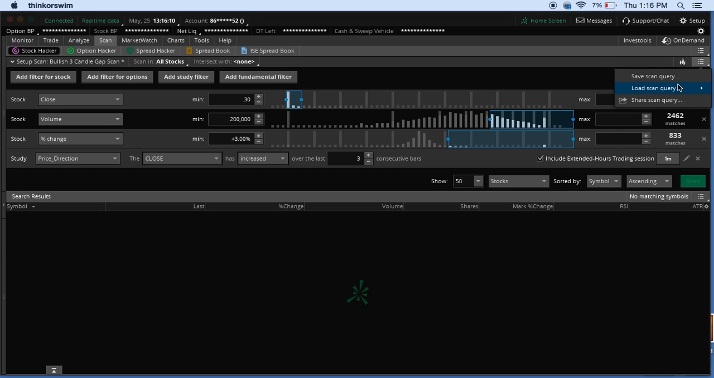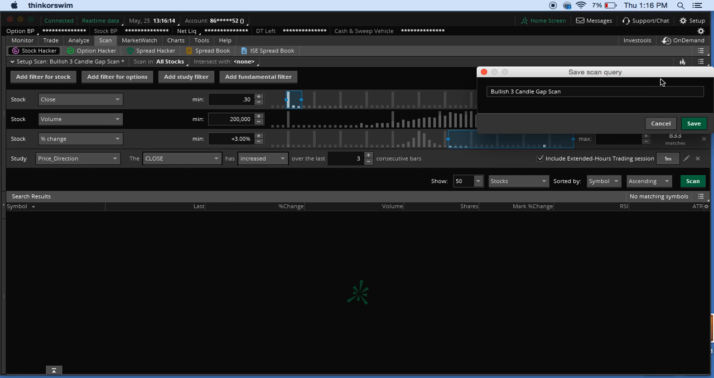You go up here, then you would hit save scan query, and then you would name it whatever you'd like. Mine's called the bullish 3 candle gap scan. And I was just notified of a stock that's gapping up by 3 positive candles.